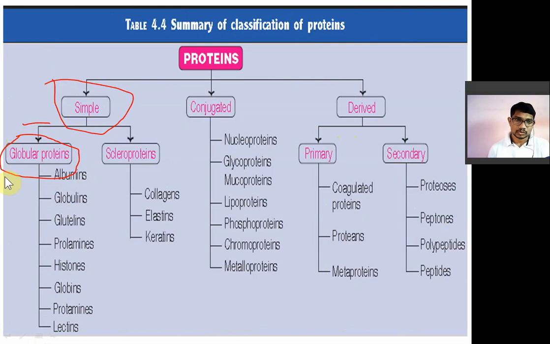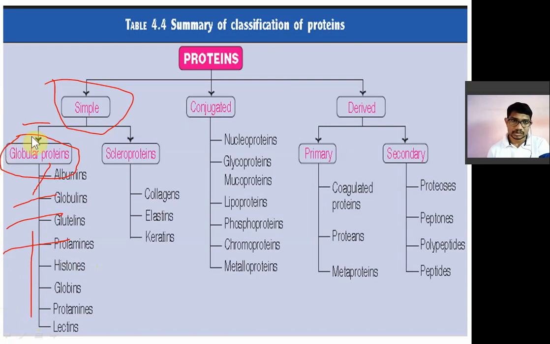In that you have albumin, like human albumin. Globulins are there, like hemoglobin, which has globin chains. So that is a hemoglobin example. And glutelins are there, these kinds of proteins are found in plants. Prolamines, histones, globins, protamines, lectins, all these are examples of globular protein.